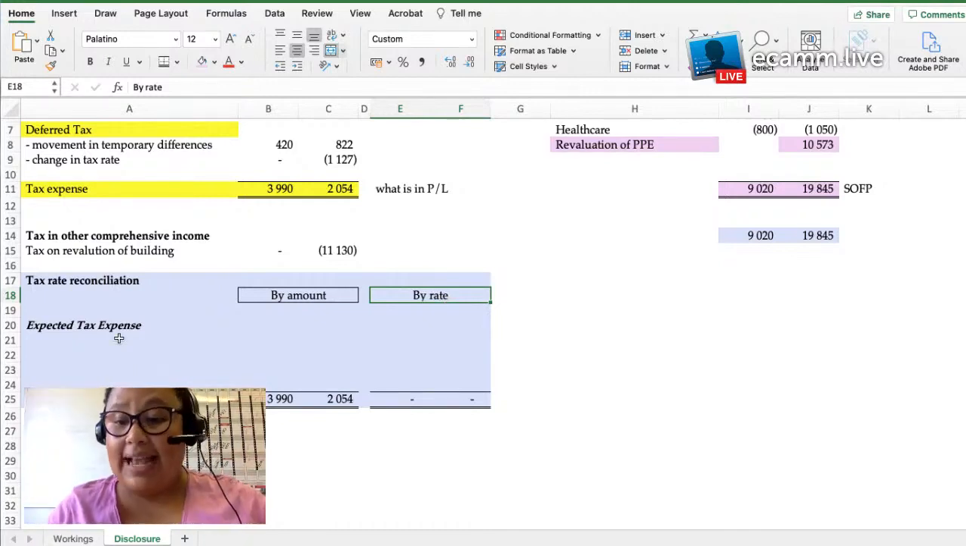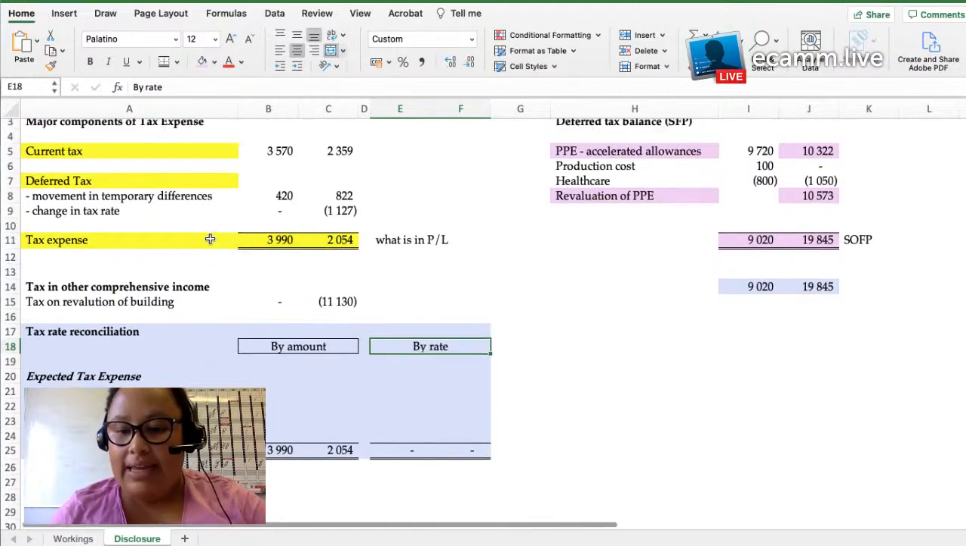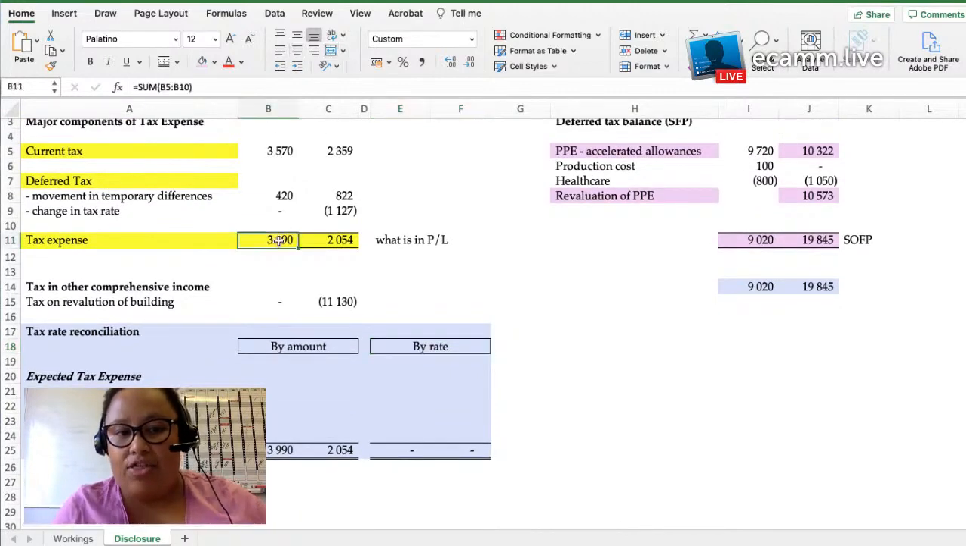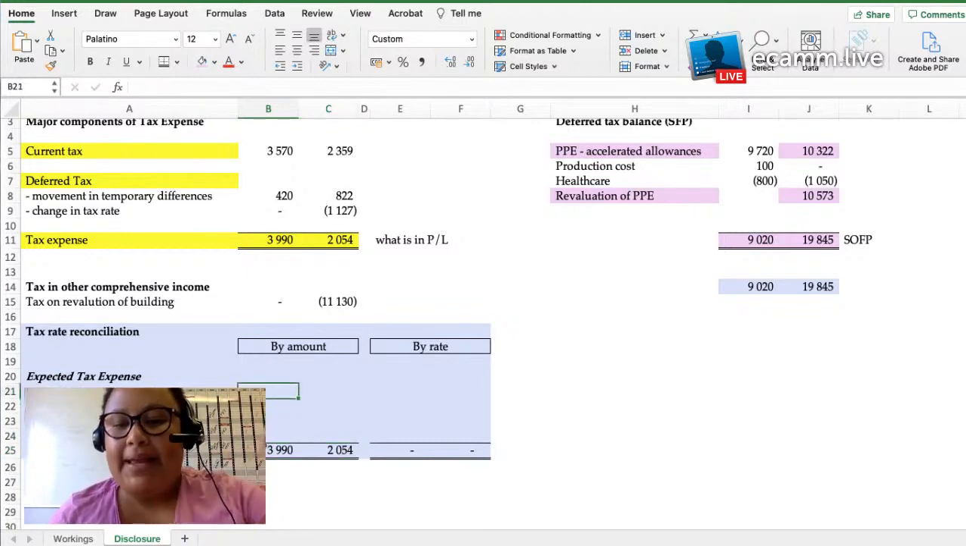So, what is a tax rate recon doing? A tax rate recon is trying to reconcile the tax that we see on our income statement or in profit or loss. So that 3390 over there, sorry, 3990, and that 2054. So that's how I've put it here as actual expense, right? We are trying to reconcile that number to what we expect our tax to be.